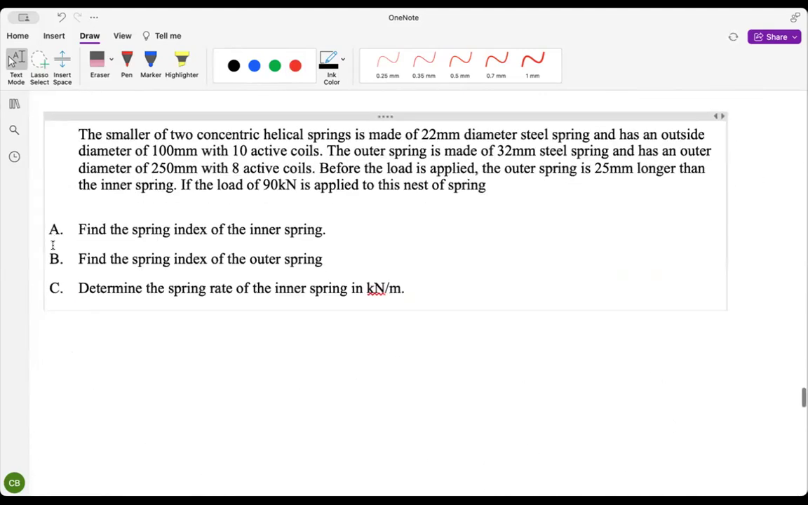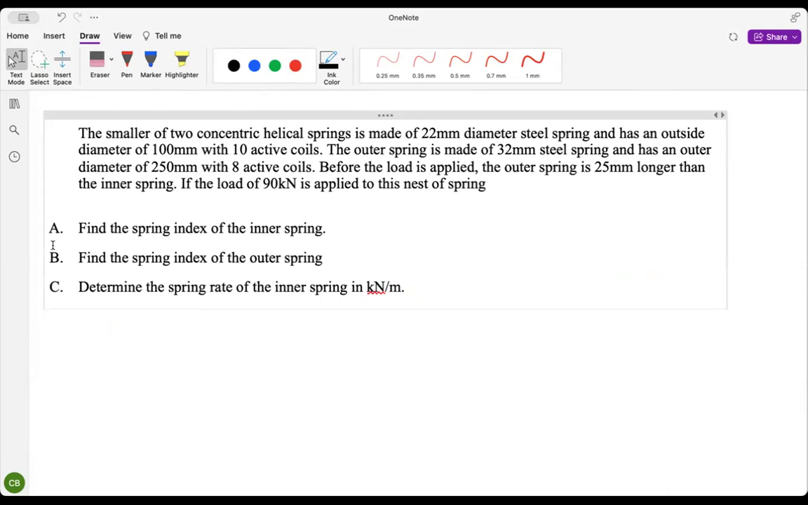The smaller of two concentric helical springs is made of 22 millimeter diameter steel spring and has an outside diameter of 100 millimeter, with 10 active coils. The outer spring is made of 32 millimeter steel spring and has an outer diameter of 250 with 8 active coils. Before the load is applied, the outer spring is 25 millimeter longer than the inner spring.